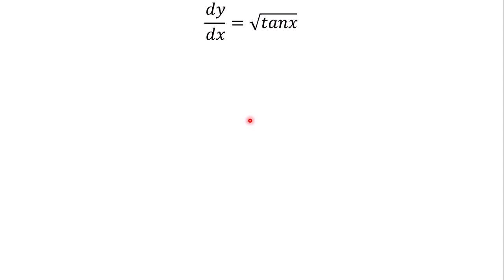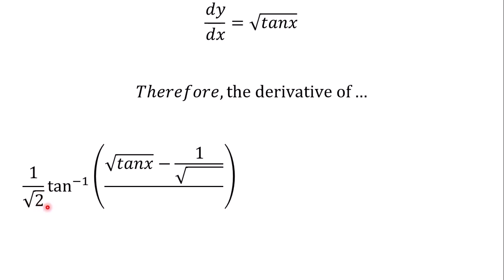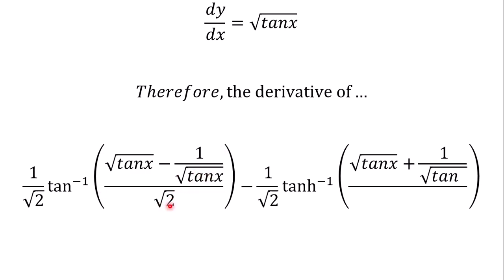Alright, okay, good. So therefore, I'm repeating it for you, the derivative of 1 over square root of 2 tangent inverse of square root of tangent x minus 1 over square root of tangent x all over square root of 2, minus 1 over square root of 2 tangent inverse of square root of tan x plus 1 over square root of tangent x all over square root of 2, is equal to the square root of tangent x.